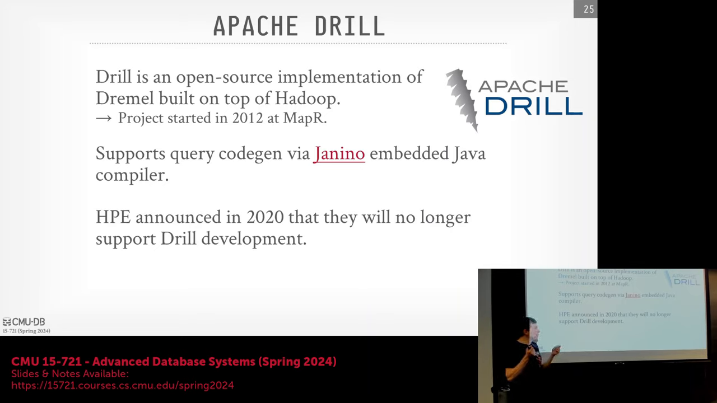MapR was on the market a couple times, finally got acquired for not much by HPE, and then HPE announced in 2020 that they're basically stopping all development on this. At least HPE is not paying for the developers to work on this, but other people are still working on it. So I would say there are better alternatives now, especially in the open source world. But this was the first one that came out directly after the Dremel paper came out.